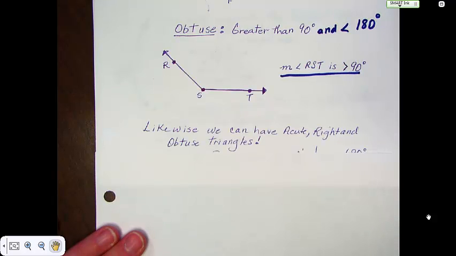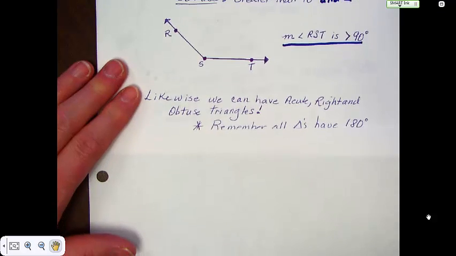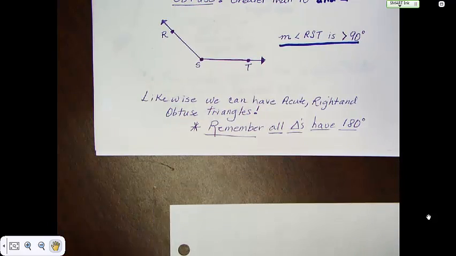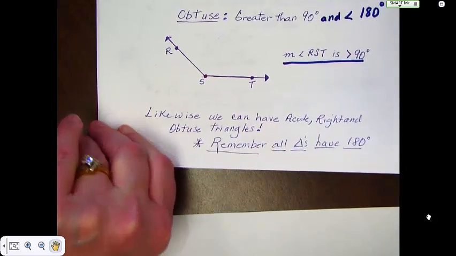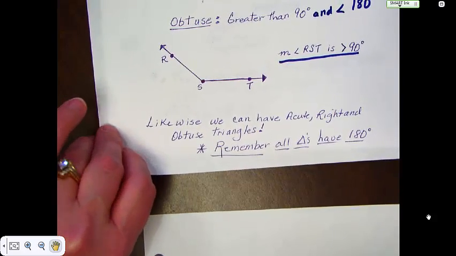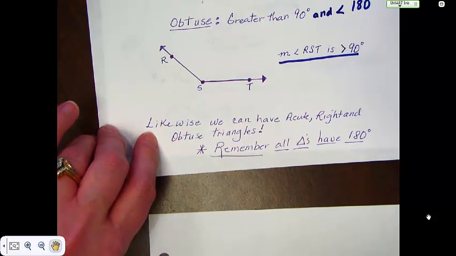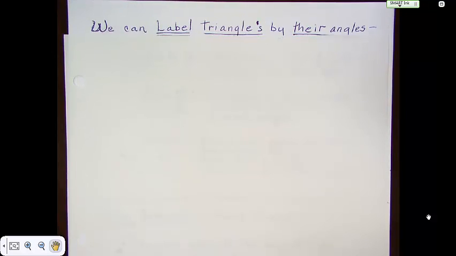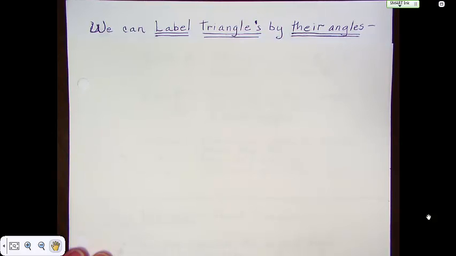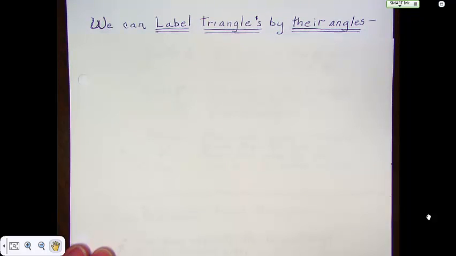Now, likewise, we have acute, right, and obtuse triangles. One thing you have to remember: all triangles have 180 degrees. I've proved that before by taking a rectangle and cutting it in half. The rectangle has 4 right angles, and because it has 4 right angles, it has 360 degrees. If you cut it in half diagonally and make 2 triangles out of it, each of those triangles is going to have half of that, which is 180. So that's the proof.